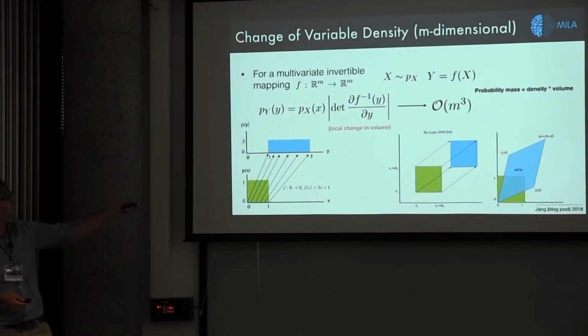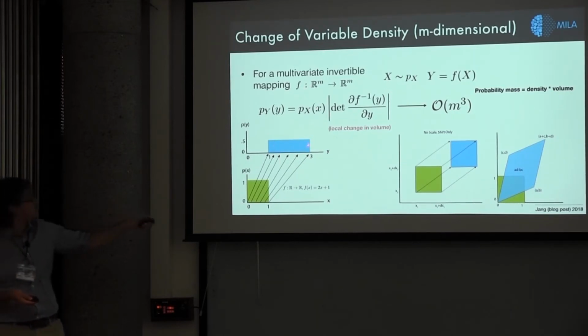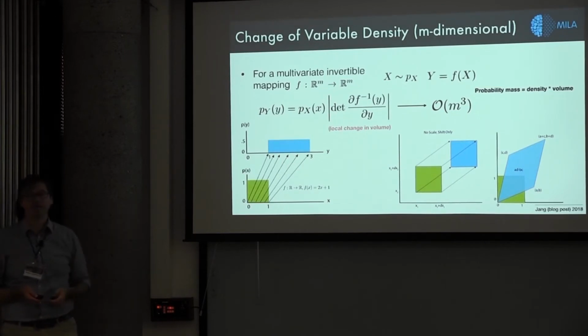Because in general, that formula in one dimension, we can apply the same thing in higher dimensions. We don't have to go through the details, but it basically comes down to a determinant Jacobian computation, which, for us, the important part is that it's order M^3, where M is the dimension of the input. So for high dimensional images, this becomes problematic.